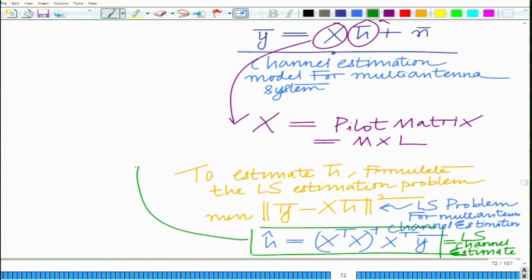The other thing that we are assuming is that this is an overdetermined system, which means the number of pilot symbols m is greater than or equal to the number of transmit antennas. Remember, this works only if the system is overdetermined. So, when we are doing this, implicitly we are assuming that m, the number of pilot symbols, is greater than or equal to L, typically m is much larger than L. So, this implies this is an overdetermined system.